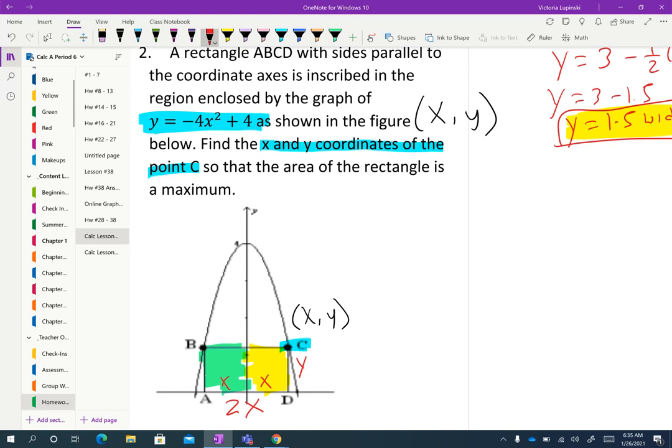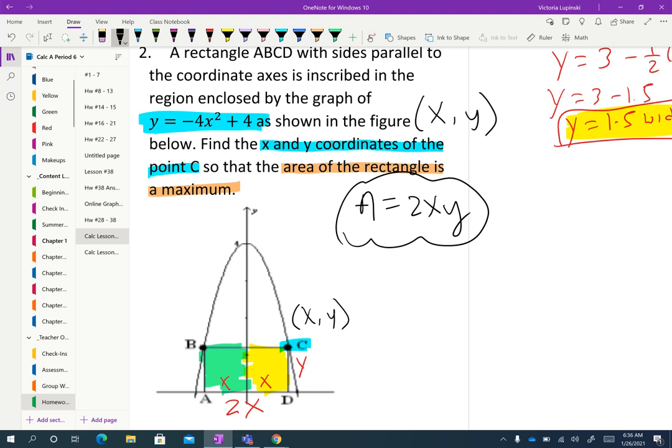So because of the fact that we are trying to maximize the area, that means that I'm going to have to do length times width. And in this case, based on the variables that I have assigned, I'm going to say that the area is equal to 2x times y. So that's the area equation that I'm going to use.